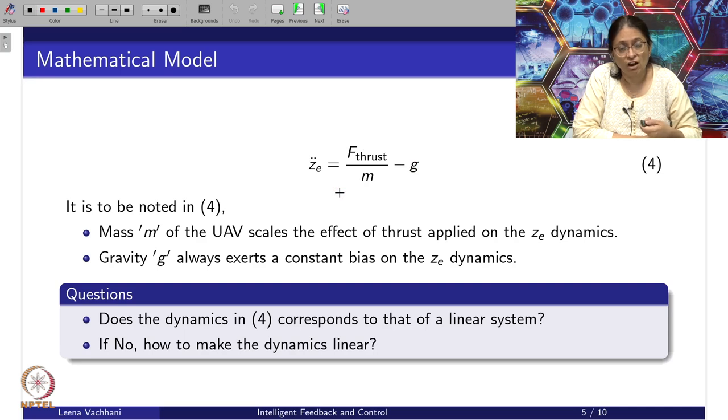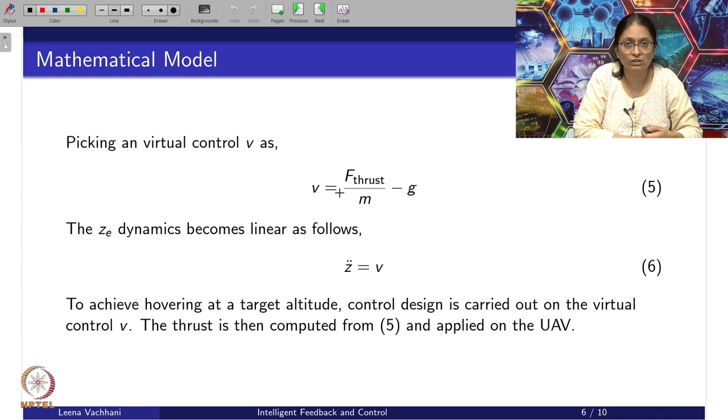Now, how to make the dynamics linear? Because finally, my objective is a simplified control design with the help of PID. So I will have to consider some kind of jugglery in order to represent this nonlinear form in a linear form. One way of doing it is by considering a virtual control V, which is given by F thrust by M minus G. And now my Z_E dynamics is linear because Z double dot equals V. So what we are doing here is, now we will try controlling the Z with the help of this virtual control. So my virtual control is applied to this system. Now this becomes my system equation.